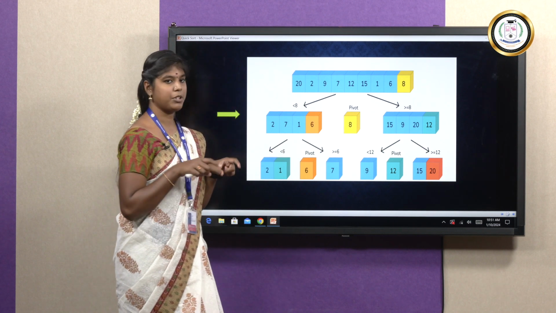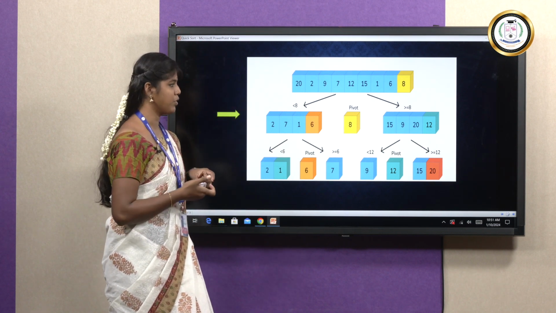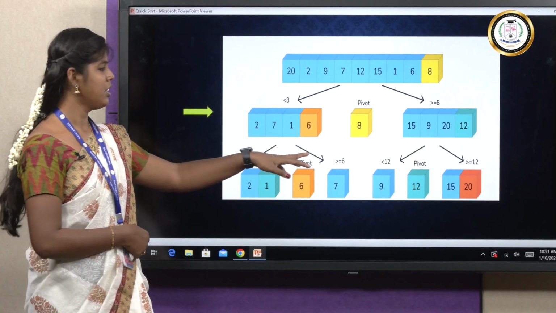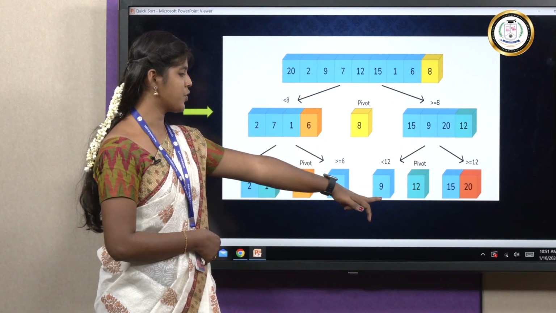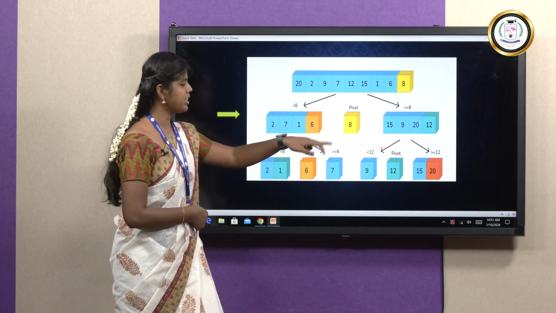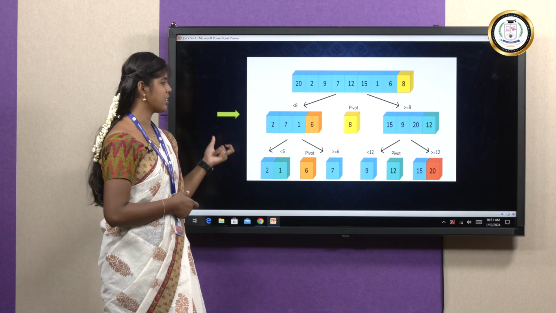Likewise, the same way, come for the right side, 15, 9 and 20, 12 will be there. In that again I will be choosing 12 as a pivot element. That means my last element, 12 there. So 12 as a pivot element. After choosing this, take 12 as a middle. 9 will be the left side, and the remaining, 15 and 20, will be your right side. This is your second step.